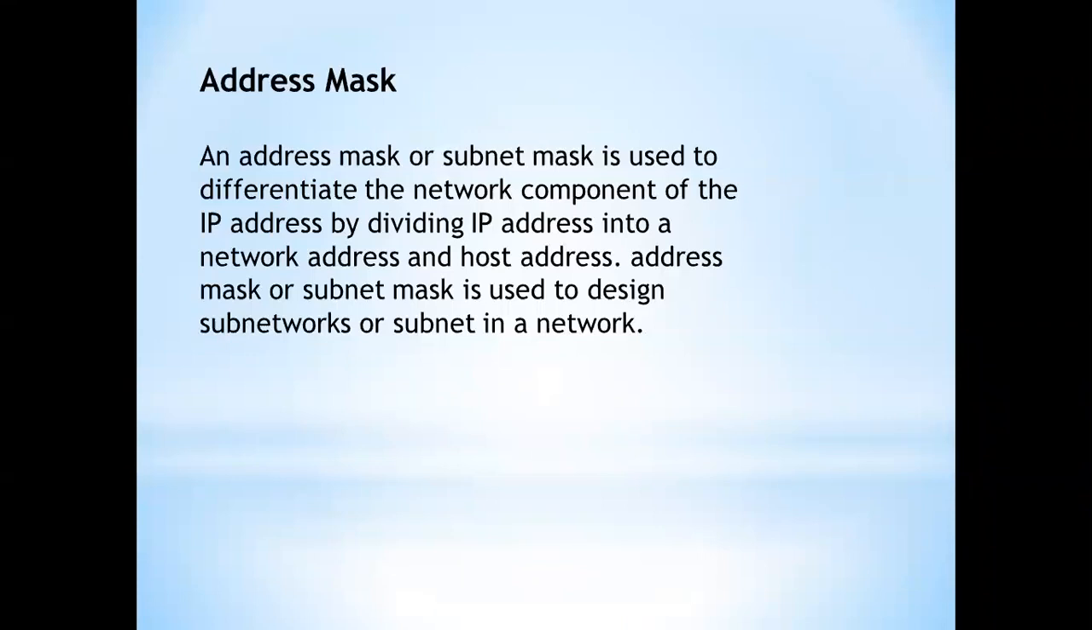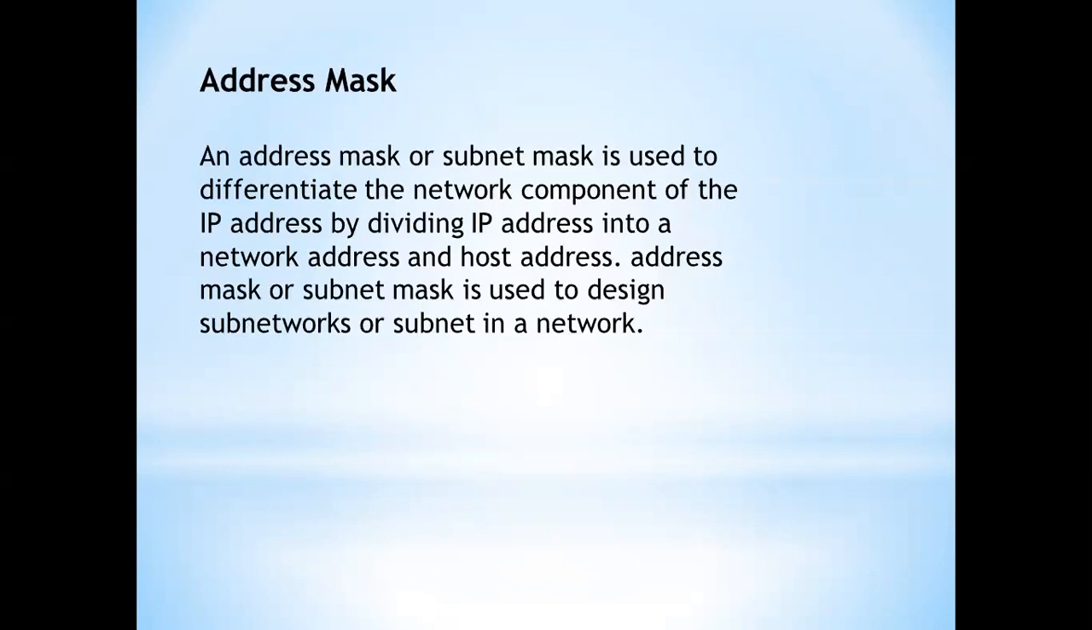If the given bit of the mask is 1, then the corresponding bit of the IP address is in the network portion of the address, and if the given bit of the mask is 0, then the corresponding bit of the IP address is in the host portion. For example, consider a class C address 192.15.28.16. In this, 192.15.28 corresponds to the network part and 16 corresponds to the host part, as we studied in the previous videos.